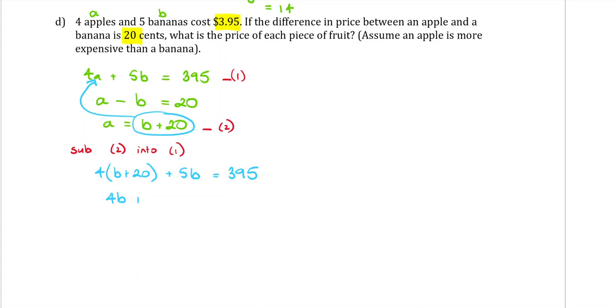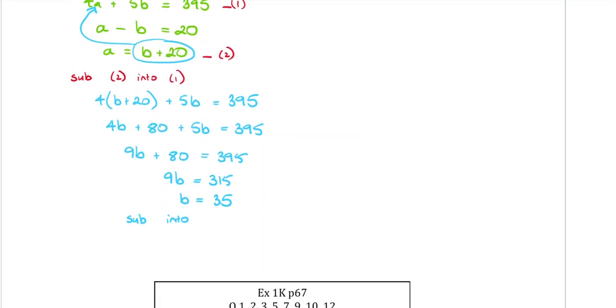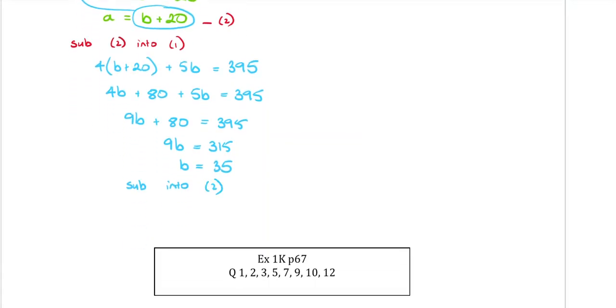Expanding, we get 4b plus 80 plus 5b equals 395. Collecting like terms, 4b plus 5b is 9b plus 80 equals 395. Subtract the 80, we get 315, and dividing by 9, we get 35. Sub back into, let's do equation 2. And we get a equals, b is 35 plus 20. So a is equal to 55.